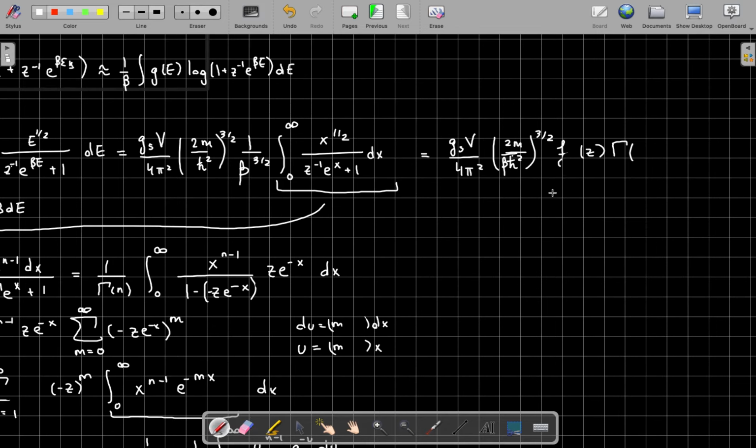But remember, I can now express these as Fermi-Dirac functions, right? This is equal to f of 3 halves, z gamma of 3 halves, and there's an expression for this gamma function which you can calculate, and at the end you can express this quite easily as gs v over the thermal wavelength cubed, which comes from this parentheses, times f of 3 halves z. Okay, so this is an expression for the number of particles.